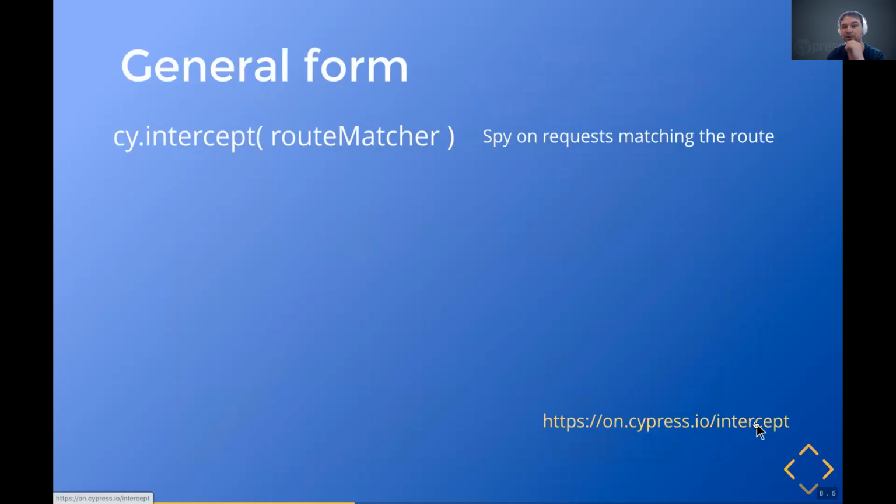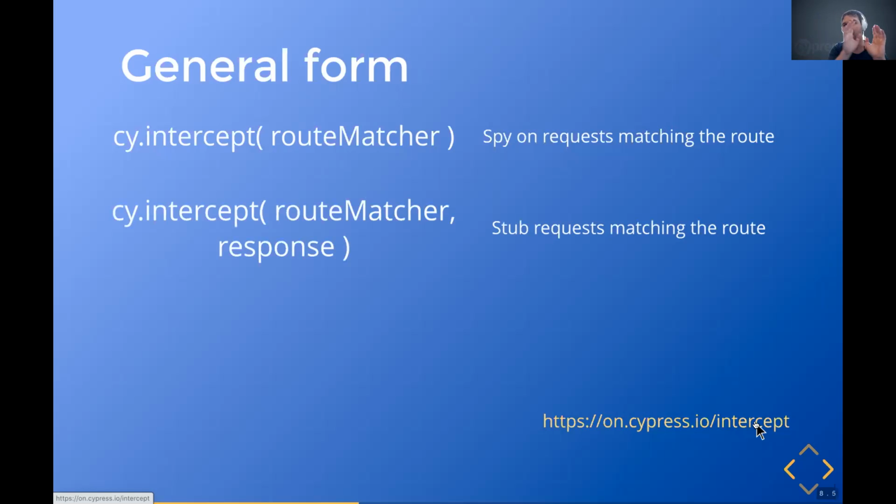Okay, so the general form of the cy.intercept command is to say, hey, here's a route I want you to intercept. And because you just gave the route name, or a pattern, what we call a route matcher, that means you want to spy on it, right? You want that request to continue, but later you'll be able to wait, inspect it and so on. But if you say, I want to intercept this route, but also you give a response, that means you want to stop it. You don't want it to go to the server, you want to stop it and send it back.